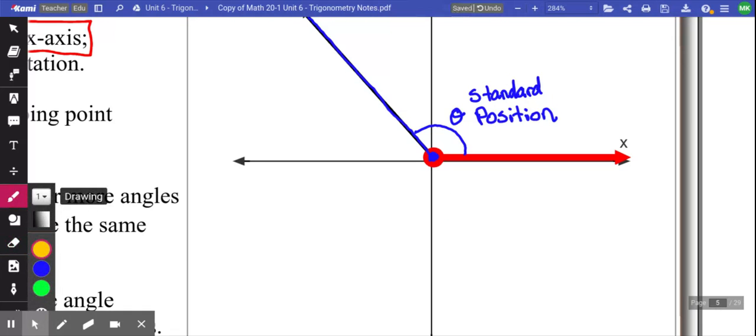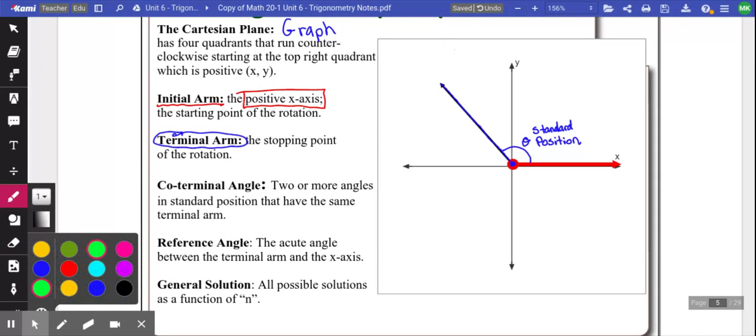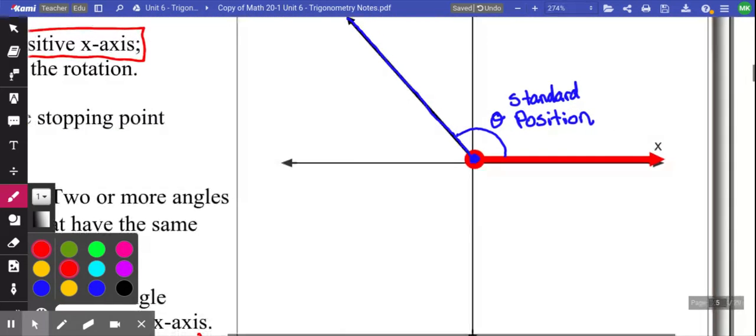Your reference angle is the angle between the terminal arm and the closest x-axis. This right here. That angle, which I'm going to call x, is your reference angle. It's always between the terminal arm and the closest x-axis. Sometimes the standard position angle is the reference angle. That's possible. But it's also possible that we have a different standard position angle and a different reference angle.